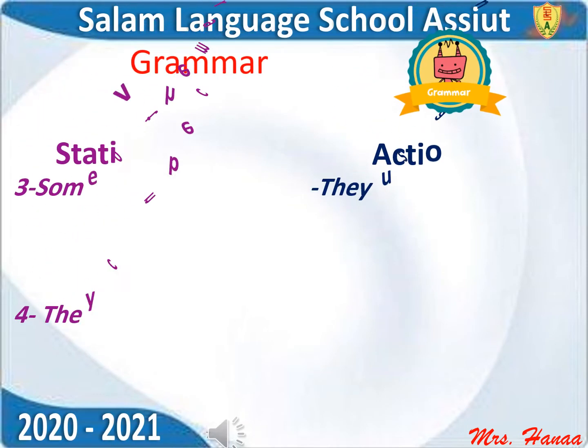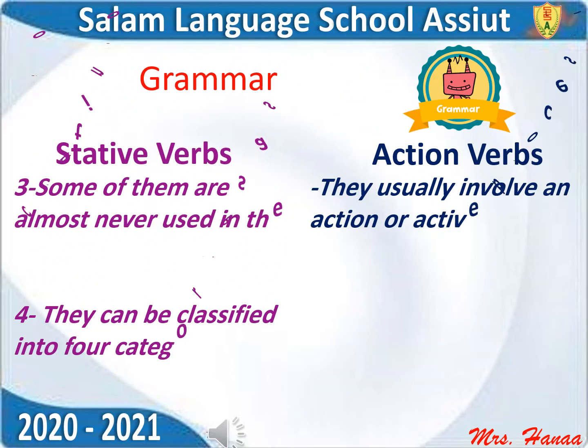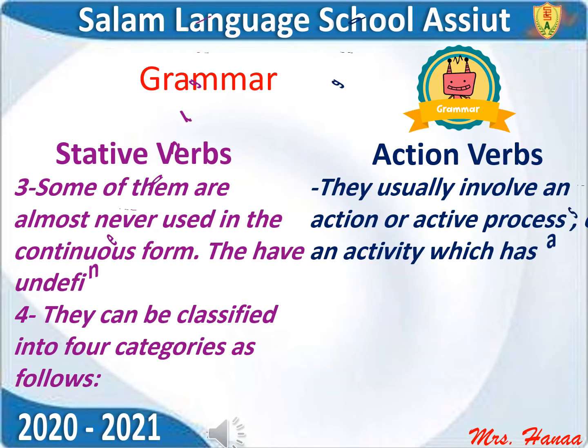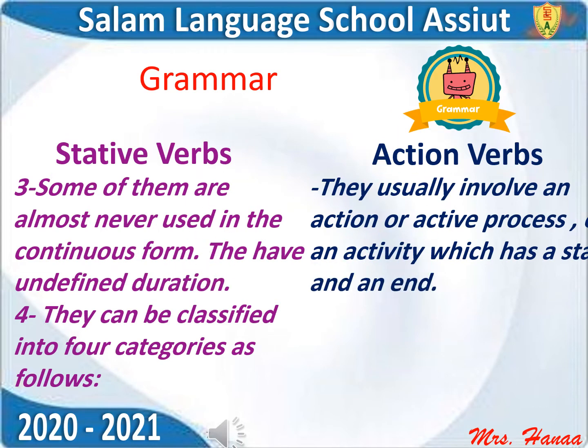Do you remember what we have just said? We have said that stative verbs express a condition or a state that continues for a long time. Some of them are almost never used in the continuous form because we said that they are non-continuous or non-progressive. They should not come in the continuous form. So what if we find some of them in the continuous form? Yes, it happens. And in this condition, they will have another meaning. They will not express the state. They have undefined duration. They can be classified into 4 categories. Later, we will study these categories.